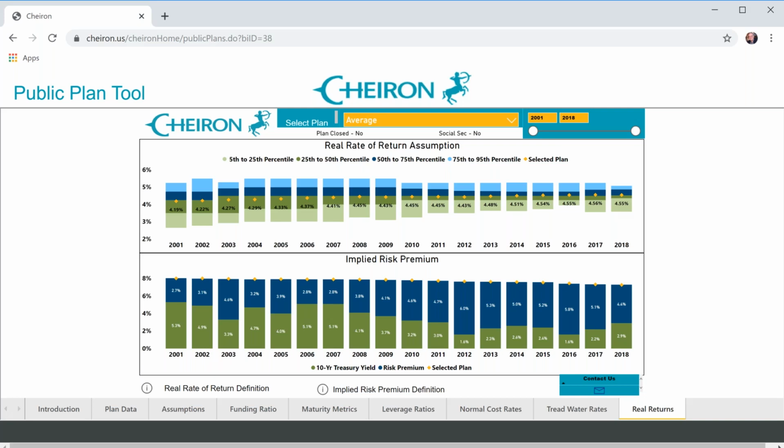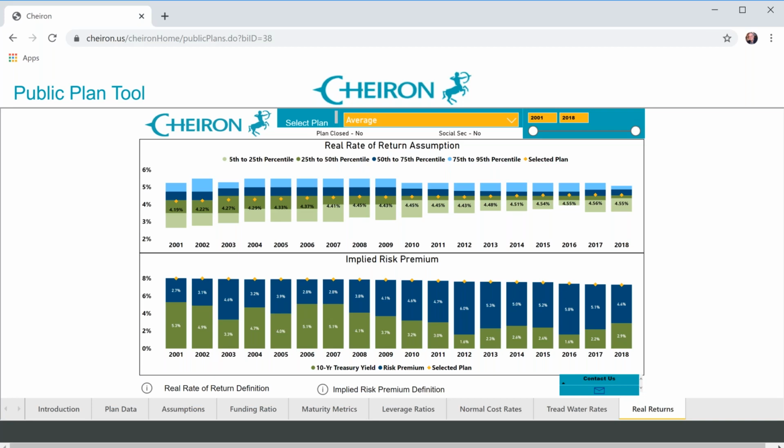The chart on the bottom shows the implied risk premium for the plan's discount rate. The implied risk premium is the amount that the plan's expected return exceeds the yield on the 10-year treasury. In 2001, the average plan had a discount rate of 8%, but the yield on the 10-year treasury was 5.3%. So the plan had to take enough investment risk to beat the 10-year treasury yield by 2.7%. That's the implied risk premium.